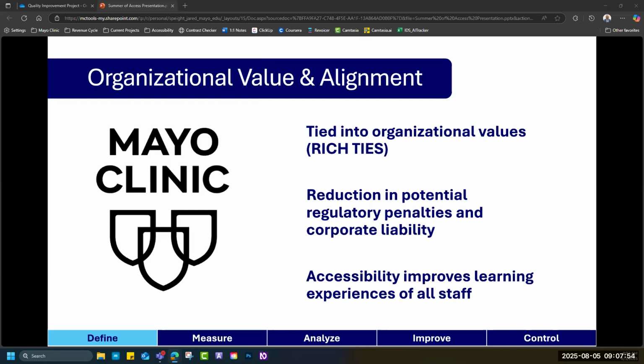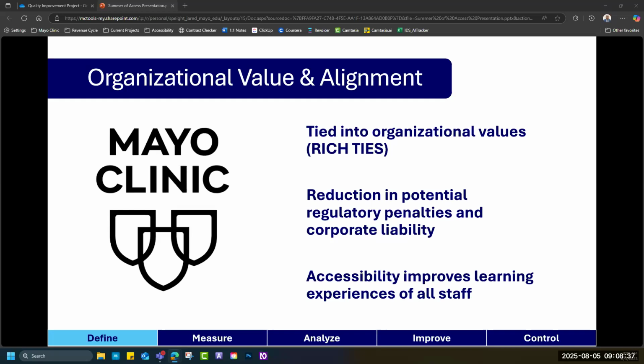As you're considering that, let me talk about another piece of the define phase. That piece was connecting our project to Mayo Clinic's organizational values and strategic priorities. We were able to clearly align our work with the values represented by what we call RICHTIES. RICHTIES for Mayo stands for respect, integrity, compassion, healing, teamwork, innovation, excellence, and stewardship, spelling out RICHTIES. At its core, accessibility really does reflect many of these principles. It's about respecting the diverse needs of our learners, upholding those ethical standards, showing empathy, and ensuring everyone can fully engage in the learning experience.